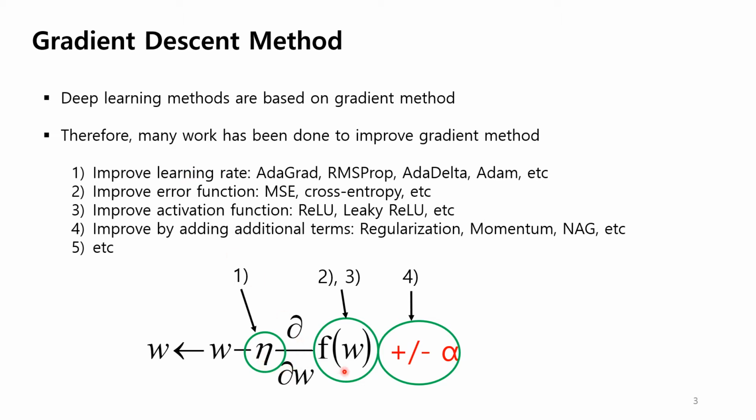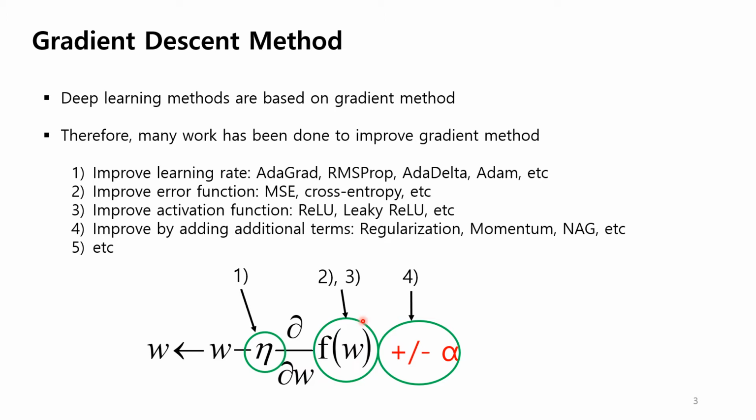The second direction is, some people try to improve this error function. That includes MSE, cross entropy, KL divergence, and many more.